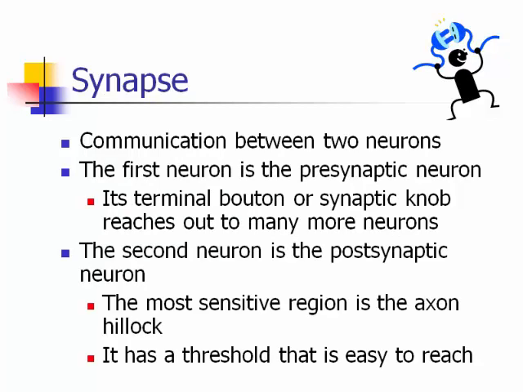It's the most sensitive region, really. The most sensitive region is the axon hillock. And it has a threshold that's easy to reach. So we talked about that.